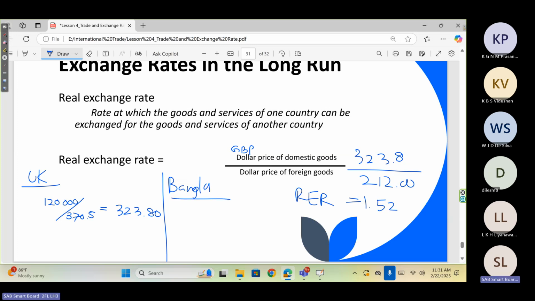Now consider Bangladesh, let's say we are going to purchase the same thing. Now it is not GBP, it is Taka. The Taka price of domestic good divided by the Taka price of foreign goods. Sorry, the Taka price of domestic good here, 120,000 divided by the Taka exchange rate, 2.5.